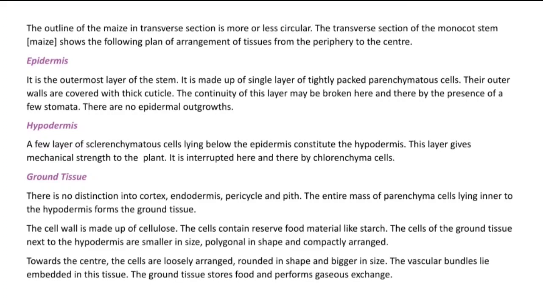The cell wall is of cellulose. The cells contain reserve food material like starch. The cells of the ground tissue next to the hypodermis are smaller in size, polygonal in shape and compactly arranged. Towards the center, the cells are loosely arranged, rounded in shape and bigger in size. The vascular bundles lie embedded in this tissue. The ground tissue stores food and performs gaseous exchange.